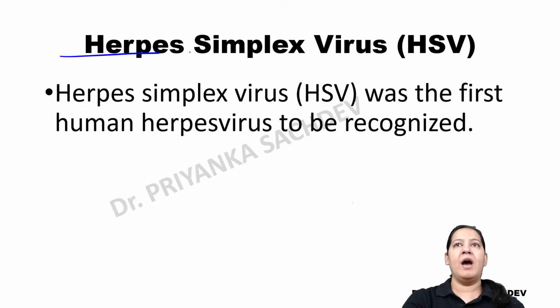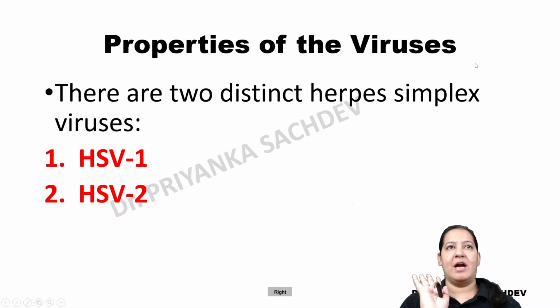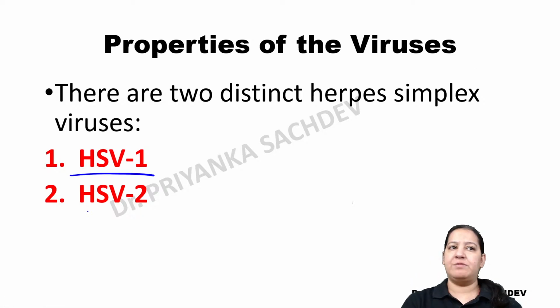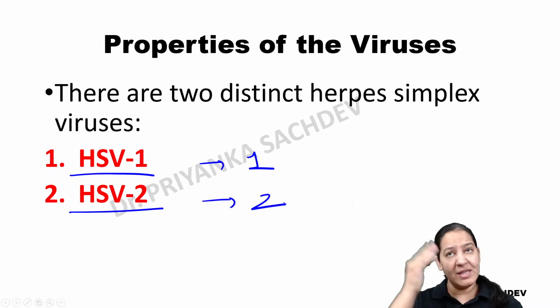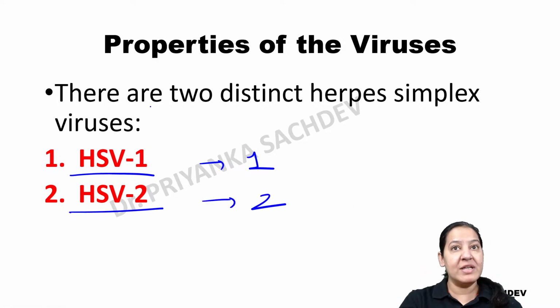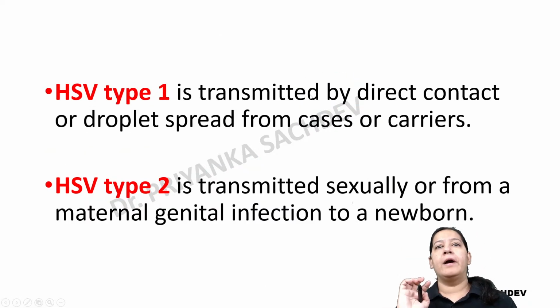HSV, human herpes simplex virus, type 1 and type 2, right? So there are 2 types of HSV, 1 and 2. HSV1 is type 1 herpes and HSV2 is type 2 herpes. So these are 2 different viruses, 2 distinct members of the herpes family. What is the difference between them?